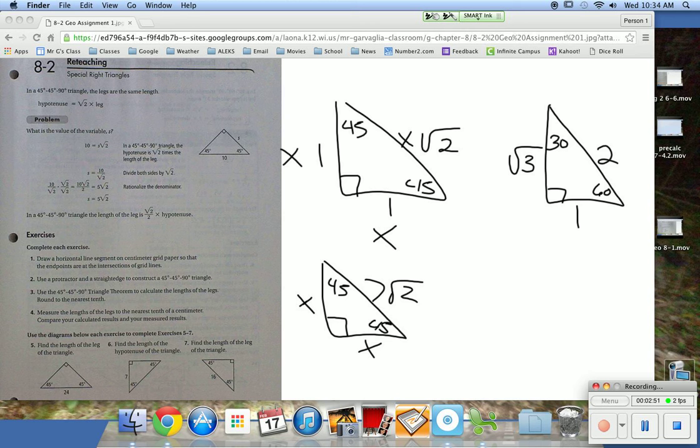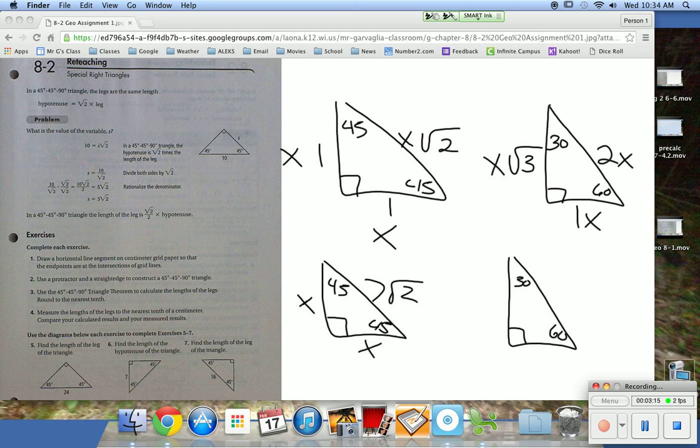But just like the 45-45, this also can be written like this: 1x, 2x, x square root of 3. All right? If you see a triangle out there and it's a 30-60-90, you can immediately use this kind of stuff.